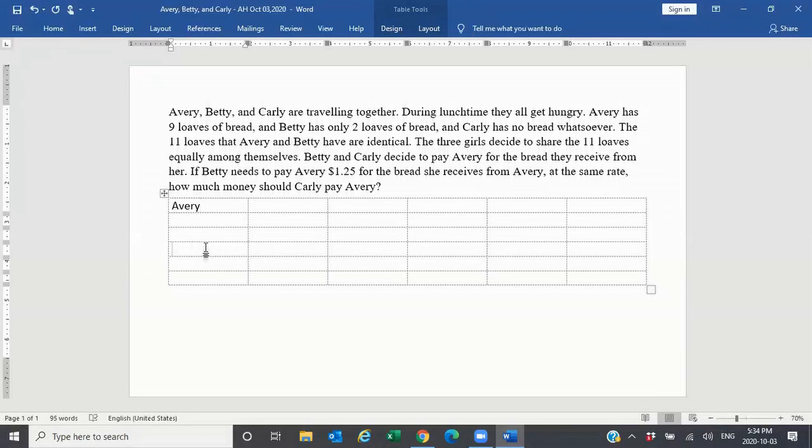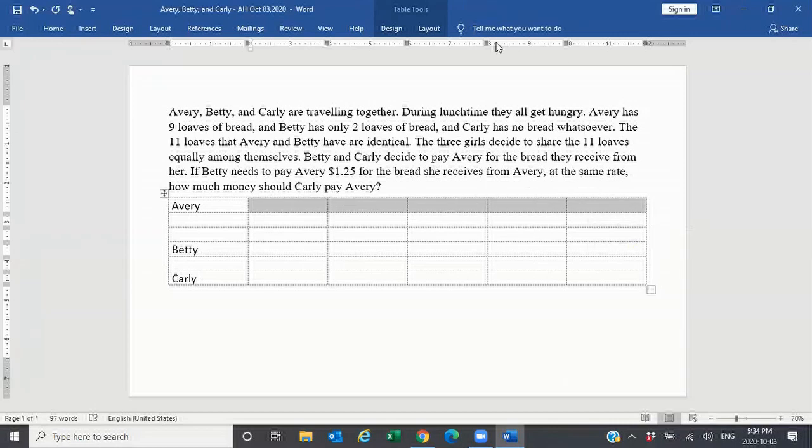I'm going to give Avery a bit more space than Betty. She does have more loaves of bread. So we're going to represent each loaf of bread with one rectangle on this table. So Avery needs a bit more space. She does have 9 loaves of bread. Alright, let's make those 9 loaves of bread.